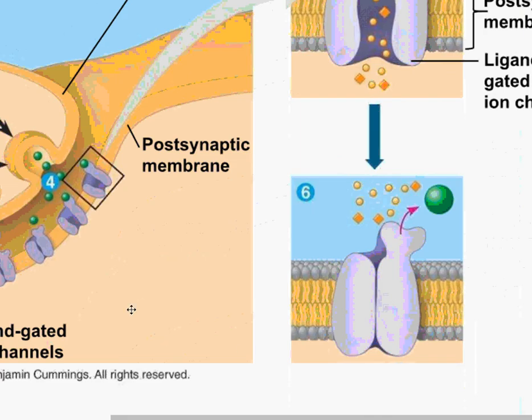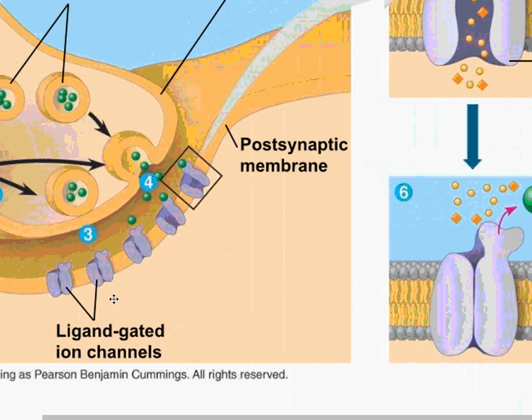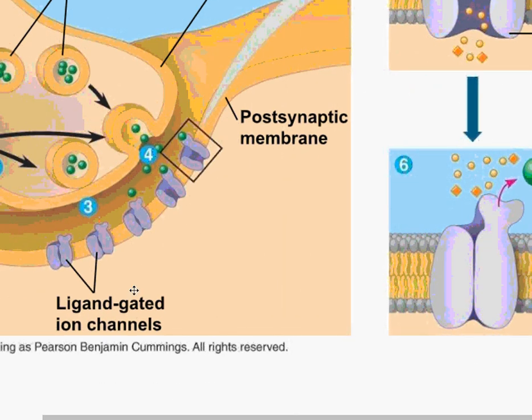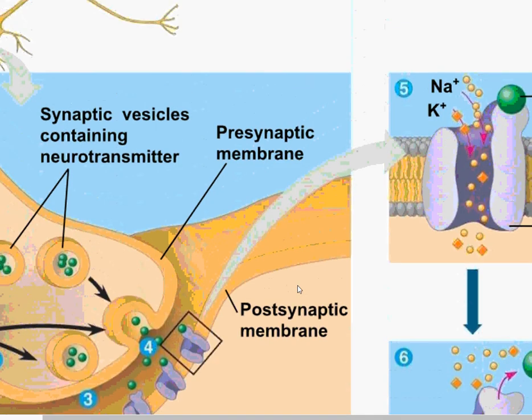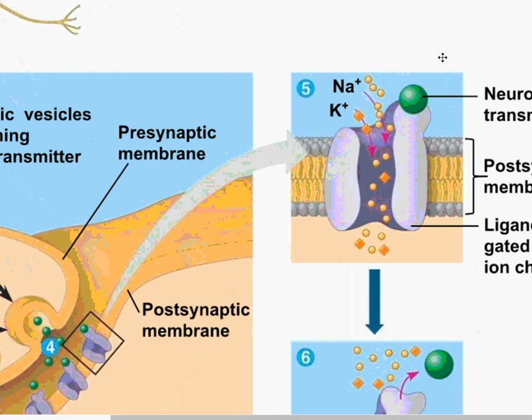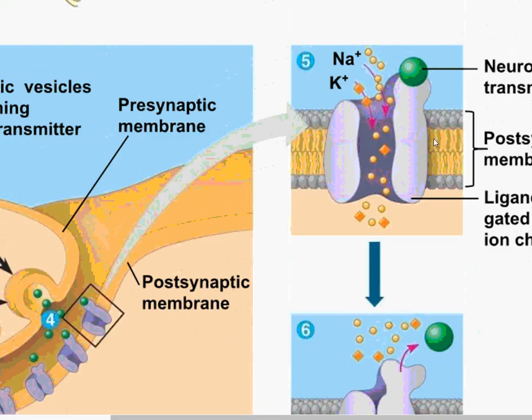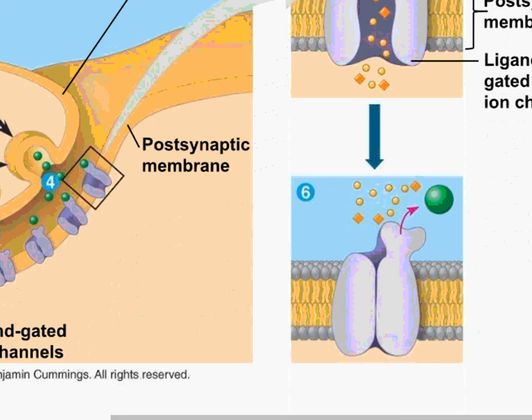And so here's, and I said ion-gated channels. These are ligand-gated ion channels. They're ligand-gated because the ligand is the signal molecule that's going to open the gate. They're ion channels because they're going to allow an ion in. So here's the neurotransmitter, the little green dot. It's going to bind with the gate. The gate is going to open up. When the neurotransmitter leaves, the gate closes.